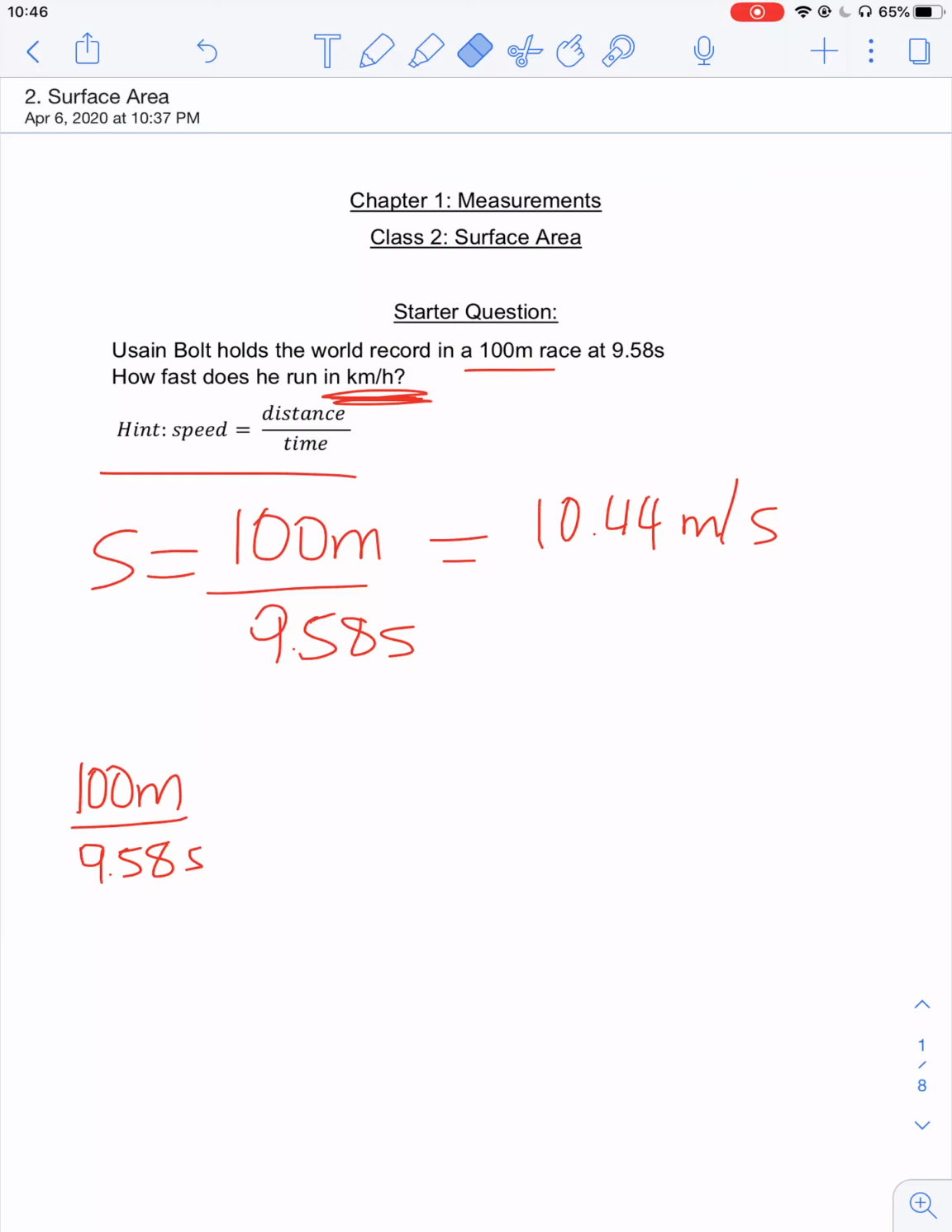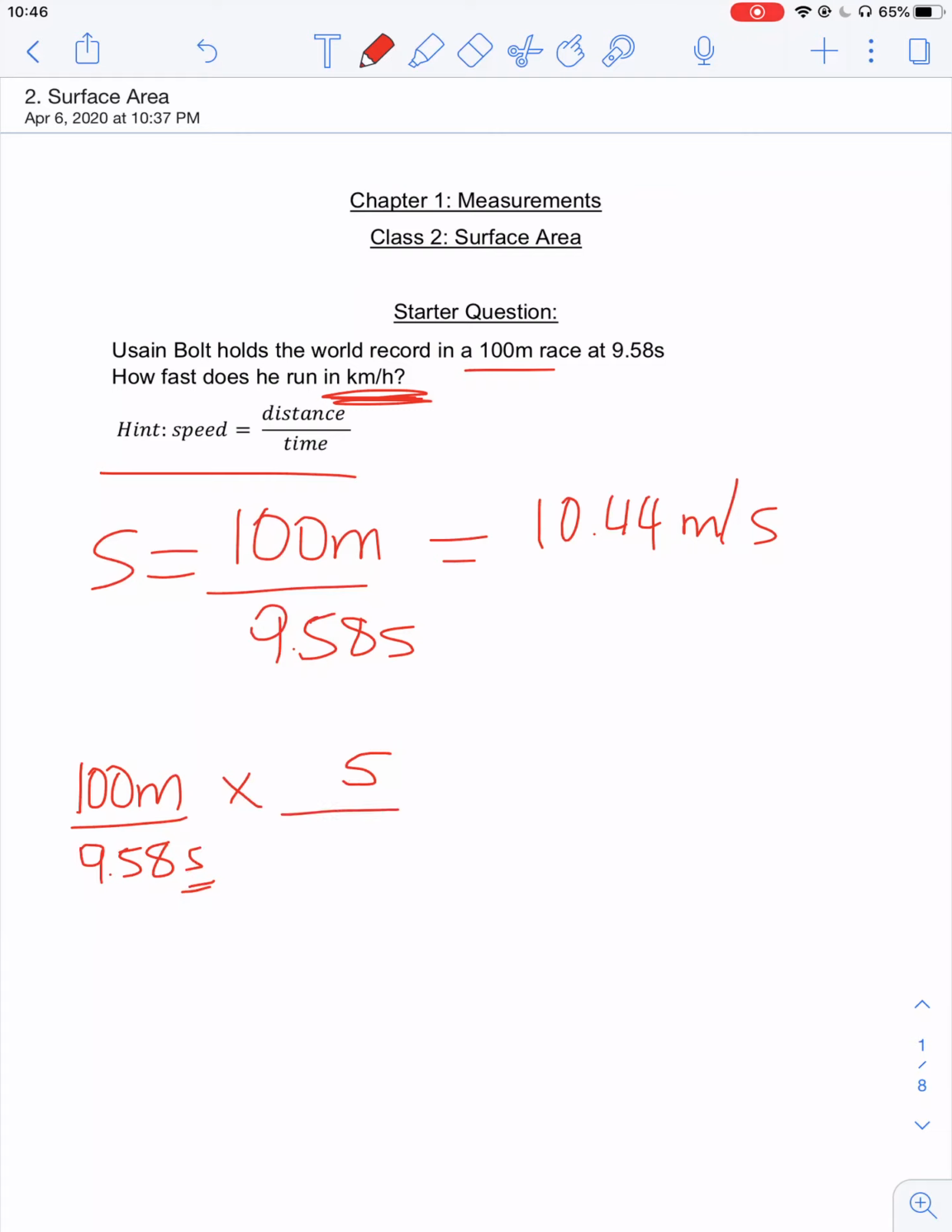I'm going to choose to get rid of my seconds first, right? Because my seconds is in the denominator, when I multiply this, I have to make sure that my seconds goes in the numerator so that they can cancel out. So the S and the S will cancel out, right? They have to be opposite to each other.